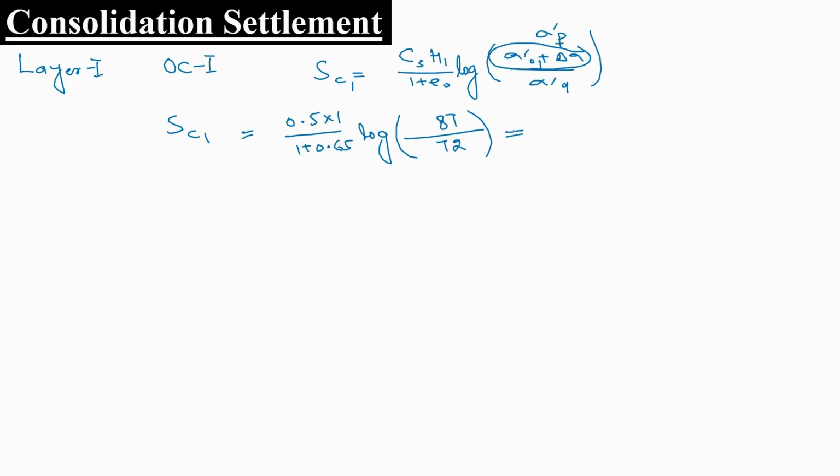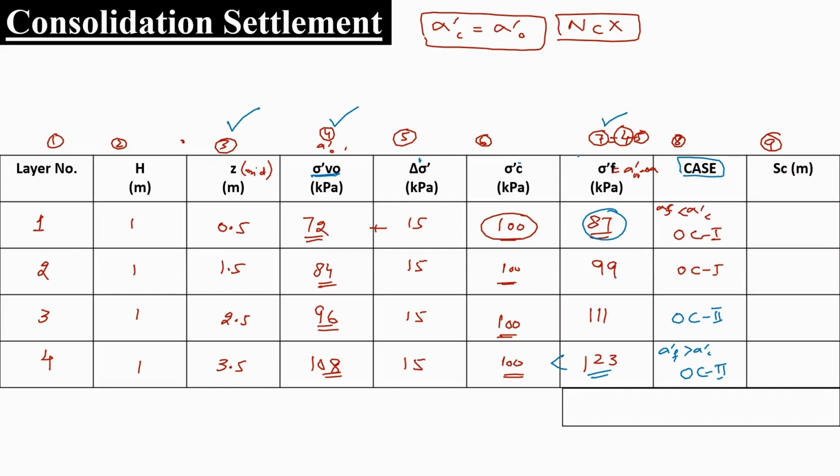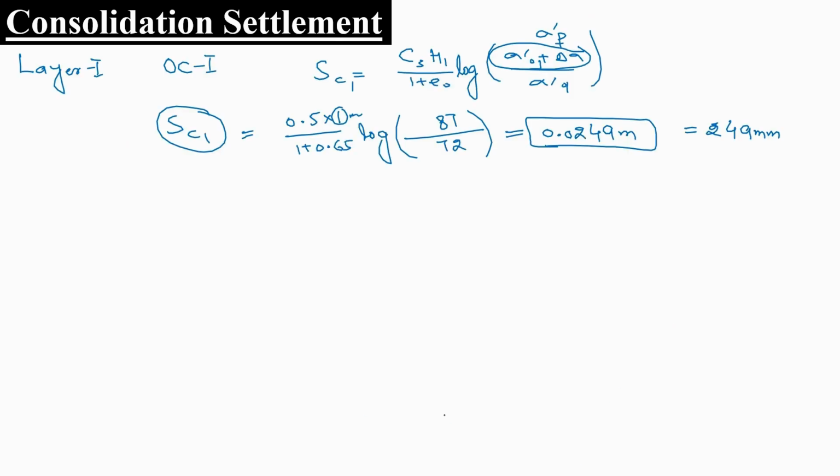The answer will be 0.0249 meters, because the value of H is in meters. So the answer of consolidation settlement will also be in meters. You can say 24.9 millimeters. By multiplying this value by 1000, it will be converted into millimeters. Now what is the second case? See, we have found the SC1. It is 0.0249. Just go to the table and write here the value of 0.0249.